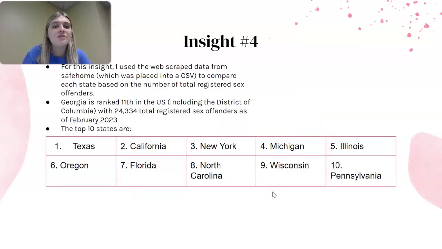For my fourth insight, I used the web scrape data from Safe Home, which was placed into a CSV in my data cleaning process, and compared each state based on the number of total registered sex offenders. So out of this entire list, Georgia ended up ranking 11th, which included the District of Columbia, with 24,334 total registered sex offenders as of February 2023. And then I also thought it was really interesting, just the top 10 states in general, so I went ahead and put those below.